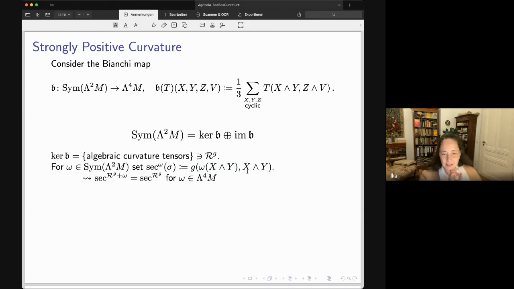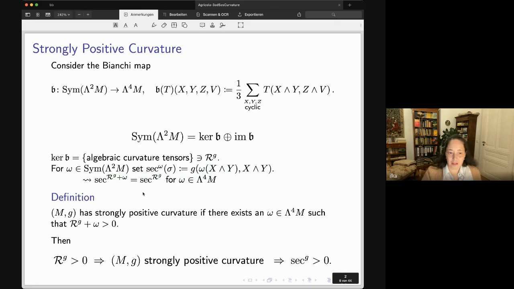And then it is a crucial observation due to Thorpe in the 70s that if omega is actually a four form, then the sectional curvature of the Riemannian curvature operator is just the same as if I add this four form omega to R. Right? So in that sense, omega does not influence my sectional curvature, but of course it does change this operator, R plus omega, right? Because omega wasn't there before.